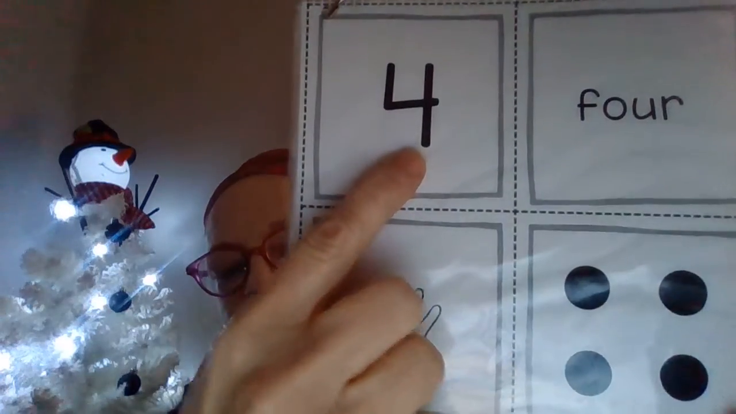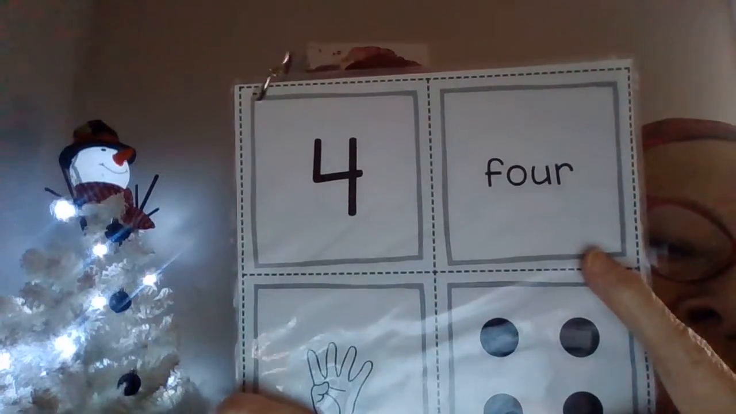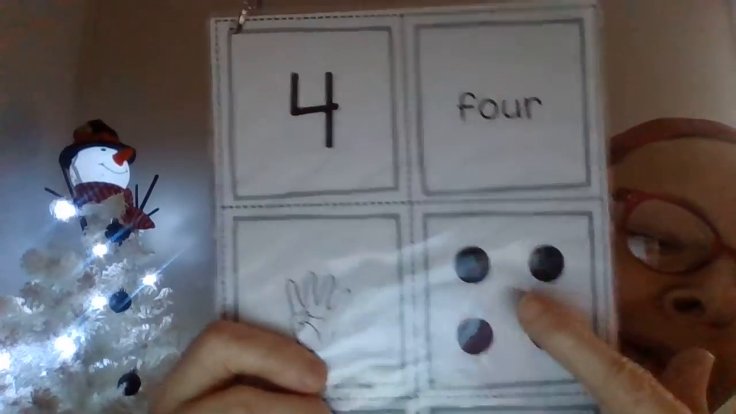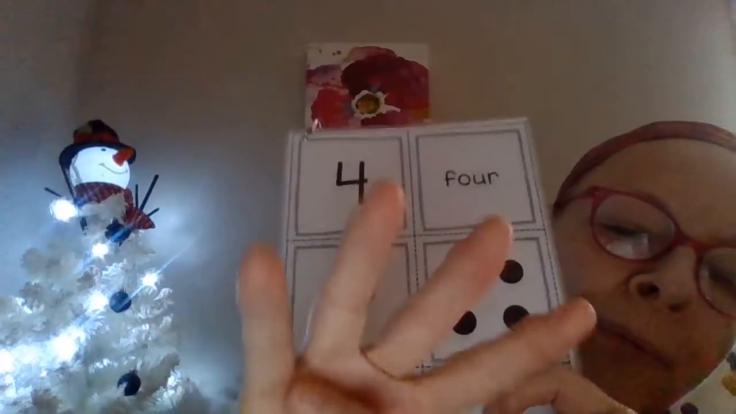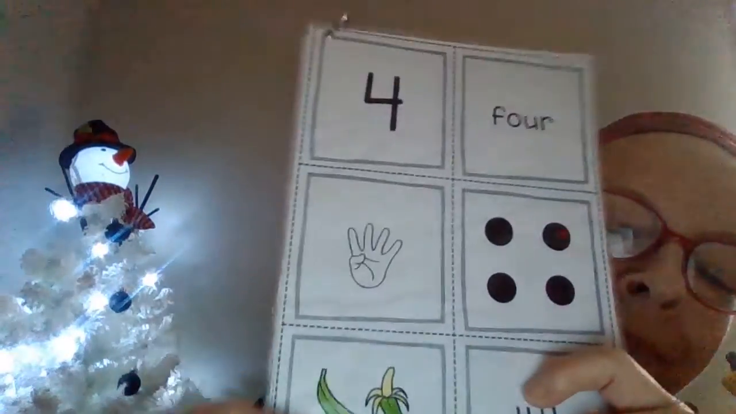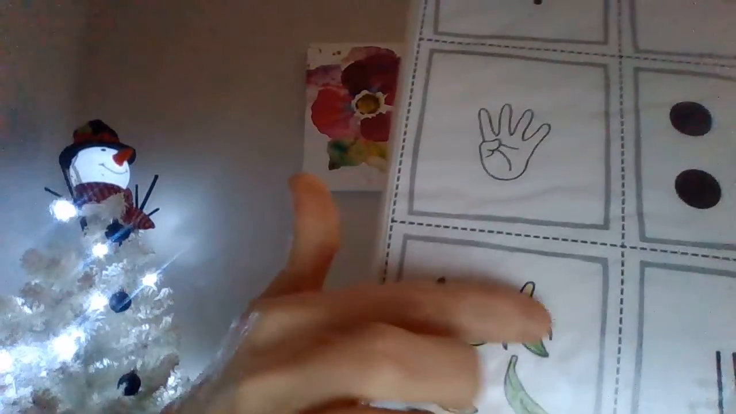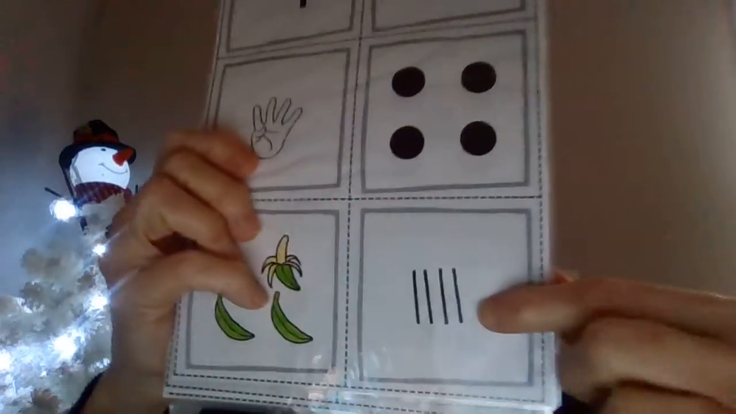Then we moved on to the number 4. That's how you write it. That's how you spell it. F-O-U-R. 1, 2, 3, 4. Now, for 4, we're just going to bend our thumb in like that. So you guys, and then we hold up these 4 fingers. 1, 2, 3, 4. 4 bananas. 1, 2, 3, 4. And 4 tally marks.